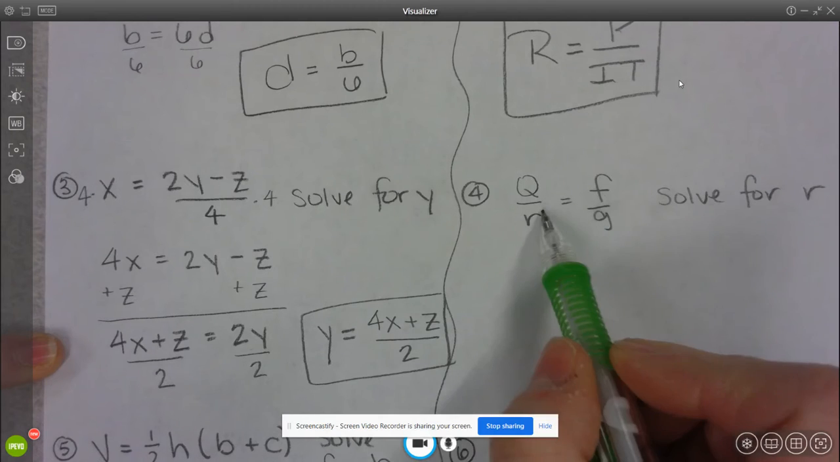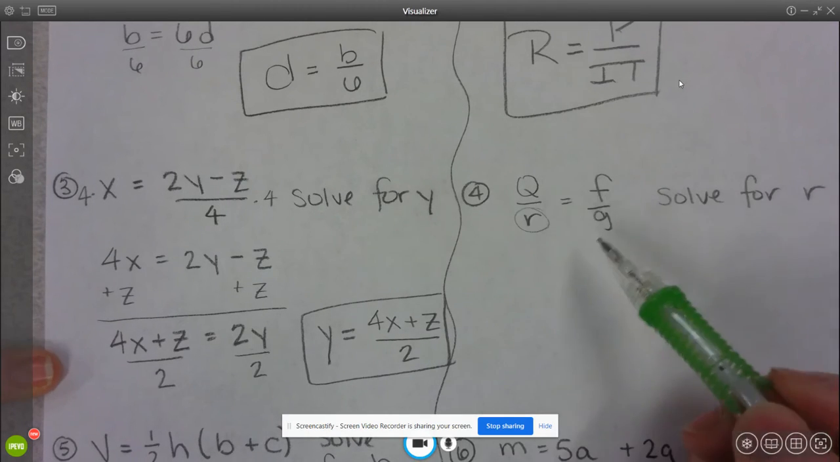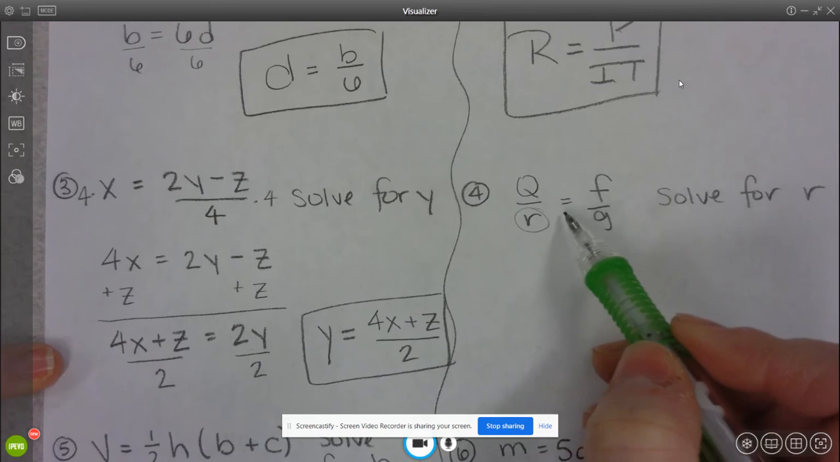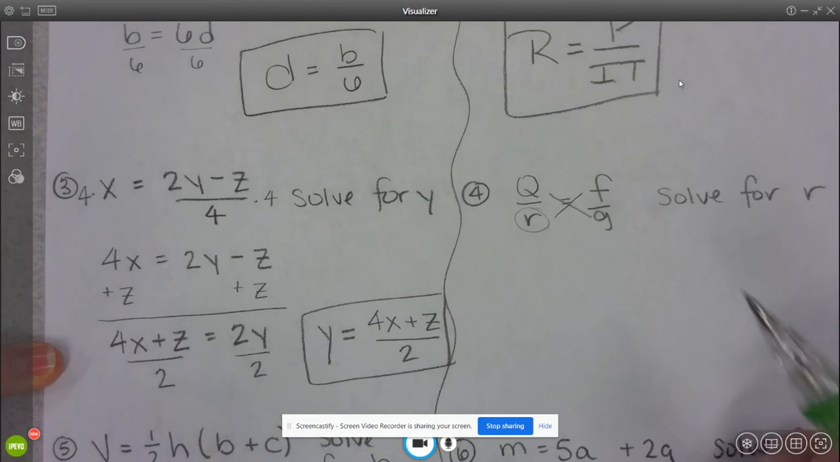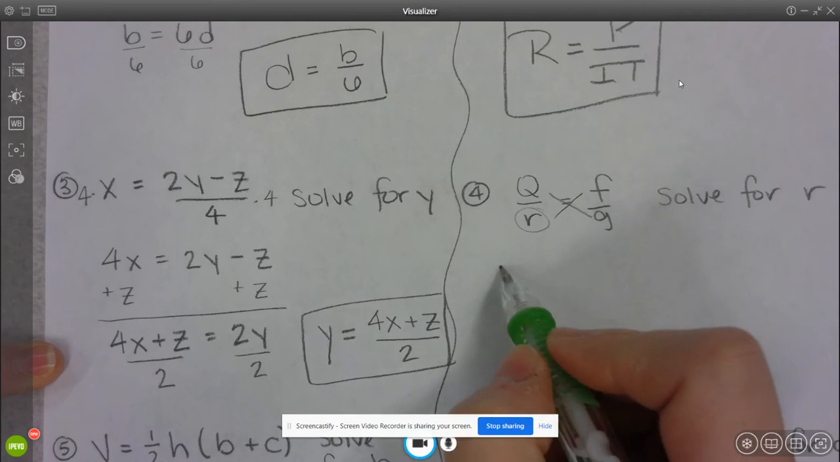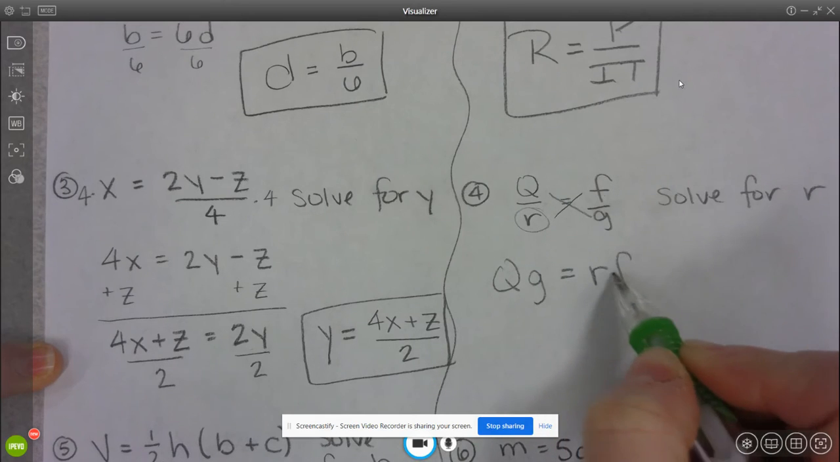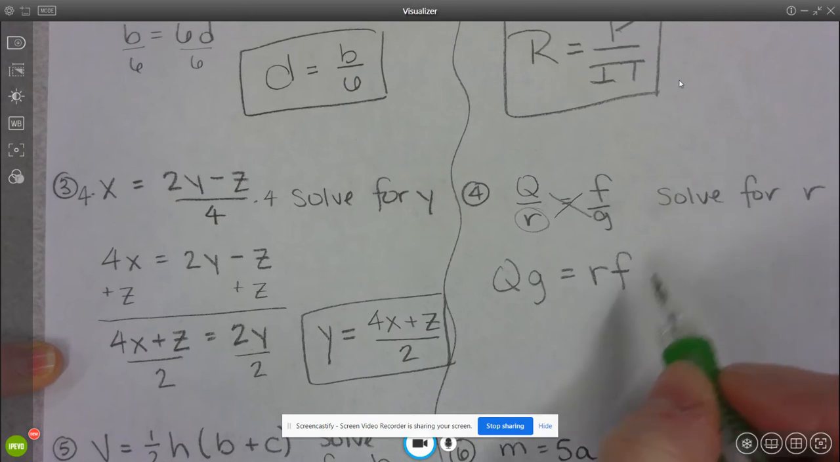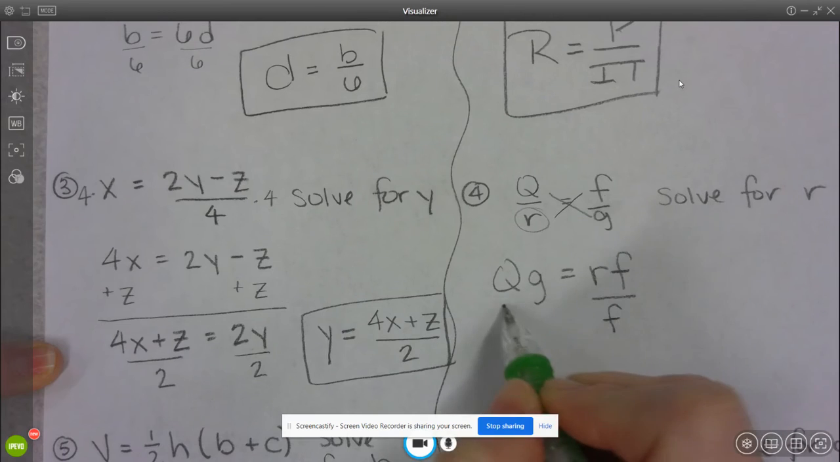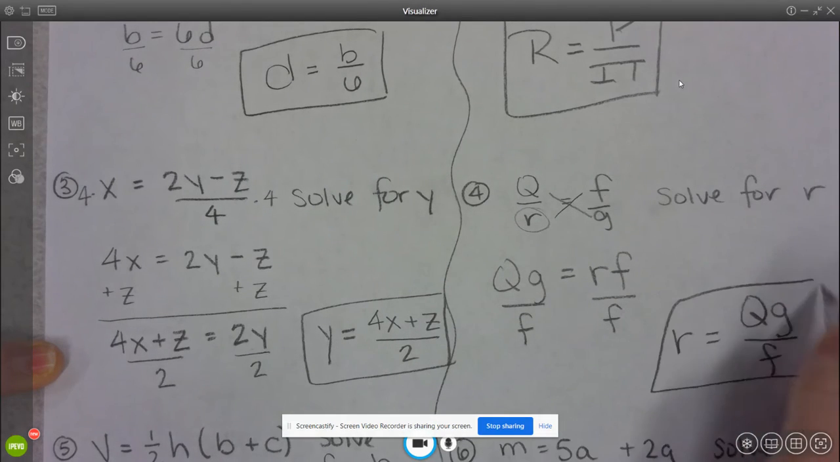So now I'm solving for r. When I have two fractions that are set equal to each other, I am allowed to multiply numerator to denominator and vice versa. So this would be qg being equal to rf. And then I just need to divide by f to get r by itself. So r would be qg divided by f.